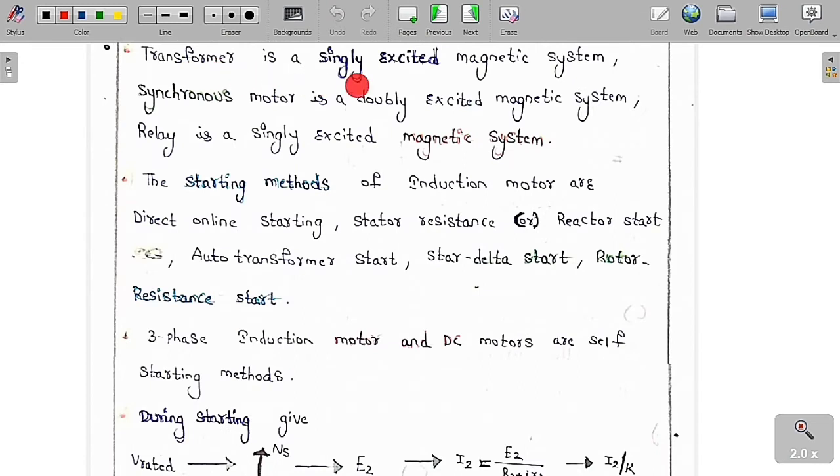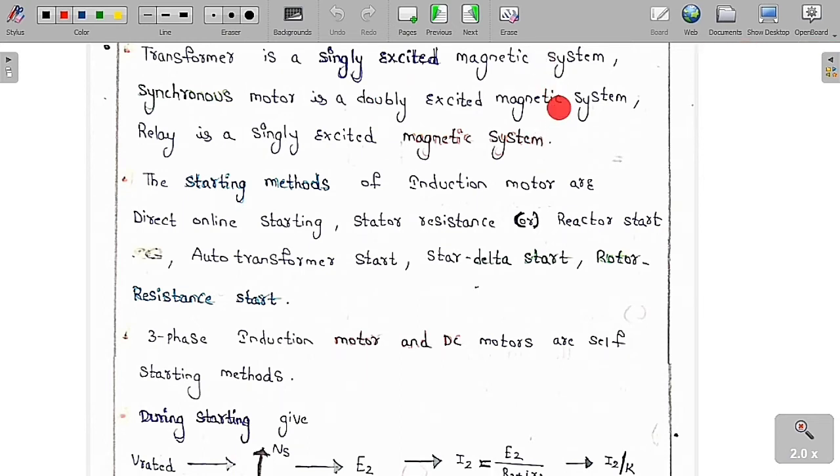A transformer is a singly excited magnetic system. I've already told you a transformer is a singly excited magnetic system, whereas a synchronous motor is a doubly excited magnetic system, whereas a relay is also a singly excited magnetic system. Even the induction motor is also a singly excited magnetic system, whereas the synchronous motor is a doubly excited magnetic system. The synchronous motor and the synchronous generator both are called doubly excited magnetic systems.